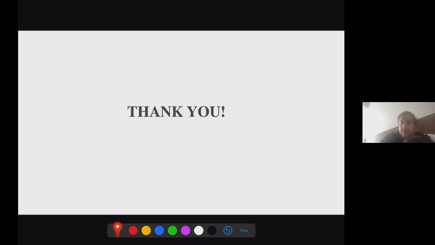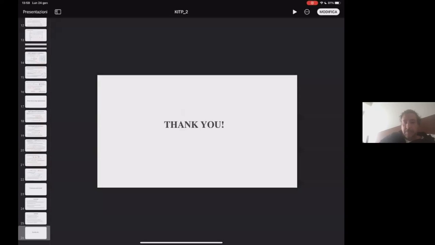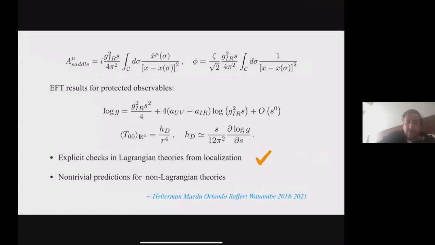Okay, maybe just a comment. For N equals 4, there are some fully back-reacted geometries that actually compute this H quantity that you were talking about and seem to reproduce the matrix models. I mean, you seem to reproduce the localization computation. Yeah, this H_D can be computed from supergravity in the large representation approximation.